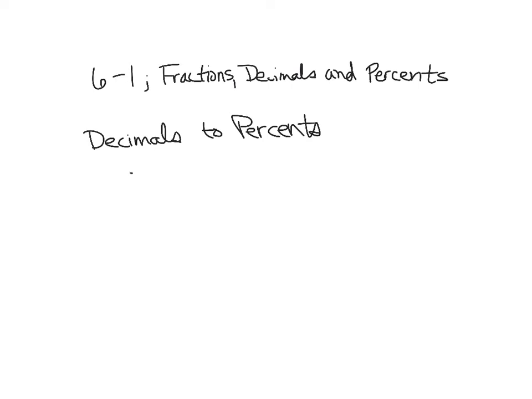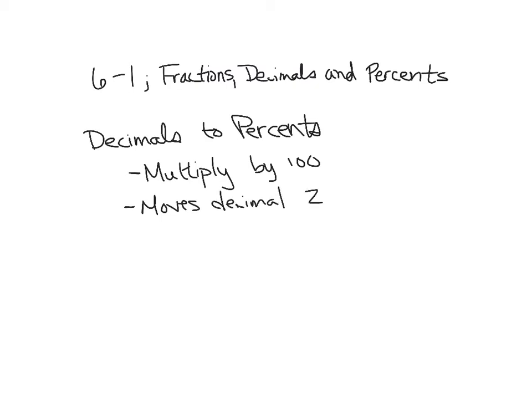How you do that is you multiply by 100, which moves the decimal place 2 places right.